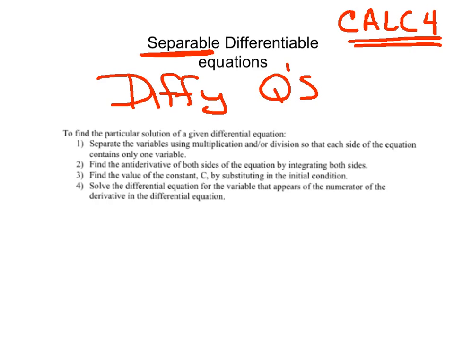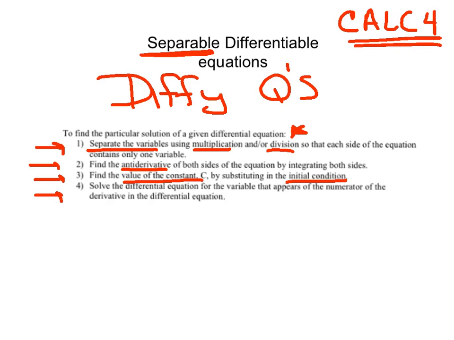To find the particular solution of the given differential equation, these should be in your notes. First, separate the variables. You can only use multiplication and division. That's huge. So that each side of the equation contains only one variable. Step 2, find the antiderivative, which of course means integrate both sides. Step 3, find the value of c by substituting in the initial condition. And 4, solve the differential equation for the variable that appears in the numerator of the differential equation. That's huge. That's how you know which one you're solving for. So let's try a few examples.